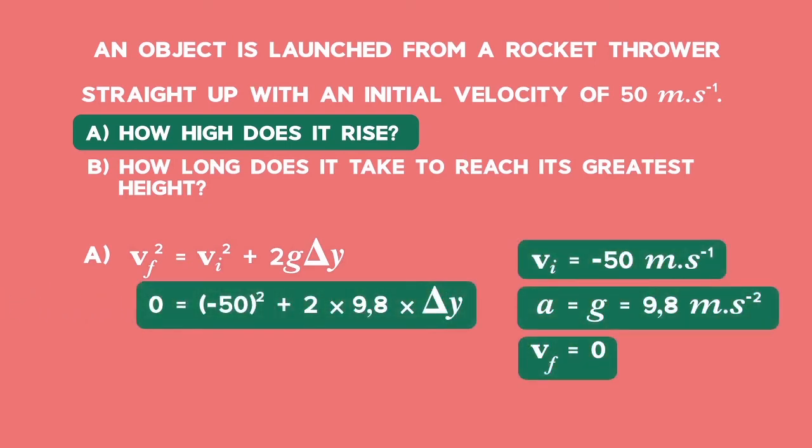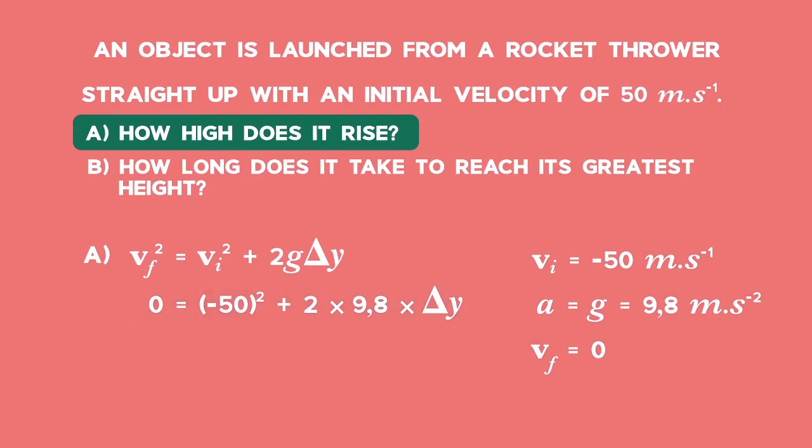Substituting, we have 0 equal to minus 50 squared plus 2 times 9,8 times the change in vertical height. Solving for the change in vertical height, the minus 50 squared moves across the sign and is then divided by 2 times 9,8. The answer is negative 127,55 meters.